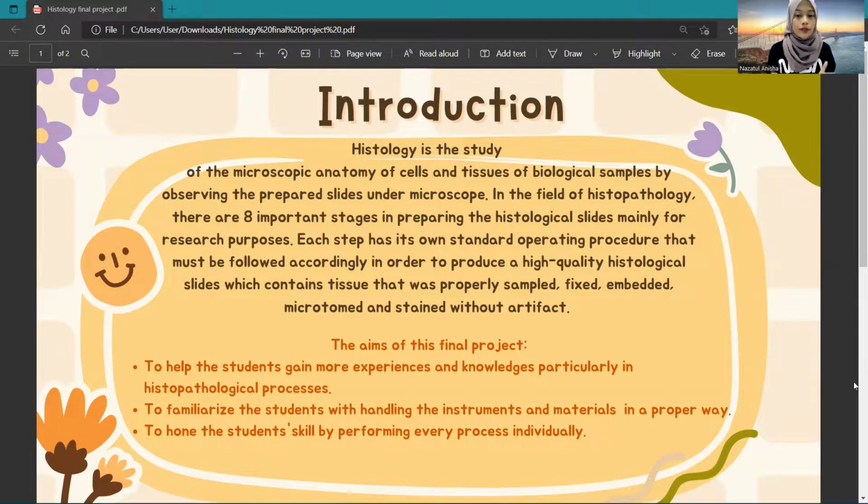So the aims of this final project are to help the students gain more experience and knowledge, particularly in histopathological processes. Next, to familiarize the students with handling the instruments and materials in a proper way. Last but not least, to hone the students' skills by performing every process individually.